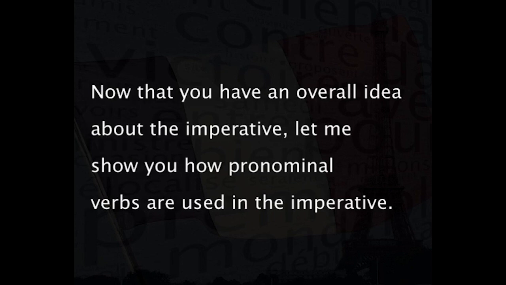Many grammarians explain that an advice, a request, and a wish are a polite form of issuing a command, and this justifies why one uses the imperative when giving advice, making a request, or expressing a desire. Now that you have an overall idea about the imperative, let me show you how pronominal verbs are used in the imperative. The reason for not presenting these verbs earlier is because the construction is different.